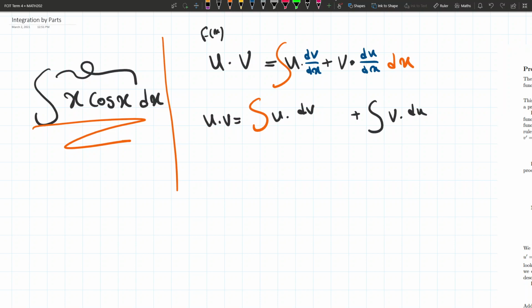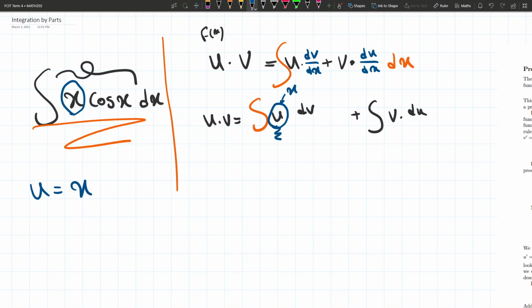So we want to remove something to make it simpler. However, if we integrate x, we get x squared, and if we differentiate it, we get 1. So as you can see, if we somehow remove x by differentiating it, then we get a simpler formula that we know how to integrate. This might seem a little arbitrary, but I'll say that x is going to be equal to u. So u is equal to x, and that denotes this part.